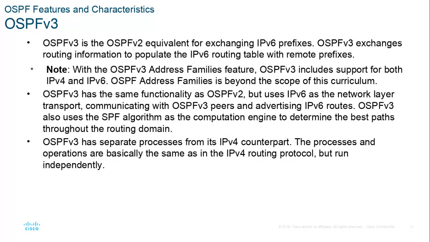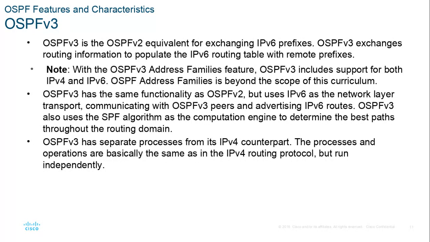OSPF version 3 has the same exact functionality as OSPF version 2 for IP version 4, but it's for IPv6 packets. So these days we're supposed to be migrating away from IP version 4, which is a legacy protocol. It only has a limited number of network addresses, only about 4 billion addresses. And we're supposed to migrate towards IP version 6, which has, you know, essentially trillions and quadrillions and quintillions, and so far as we're concerned, an unlimited number of addresses.